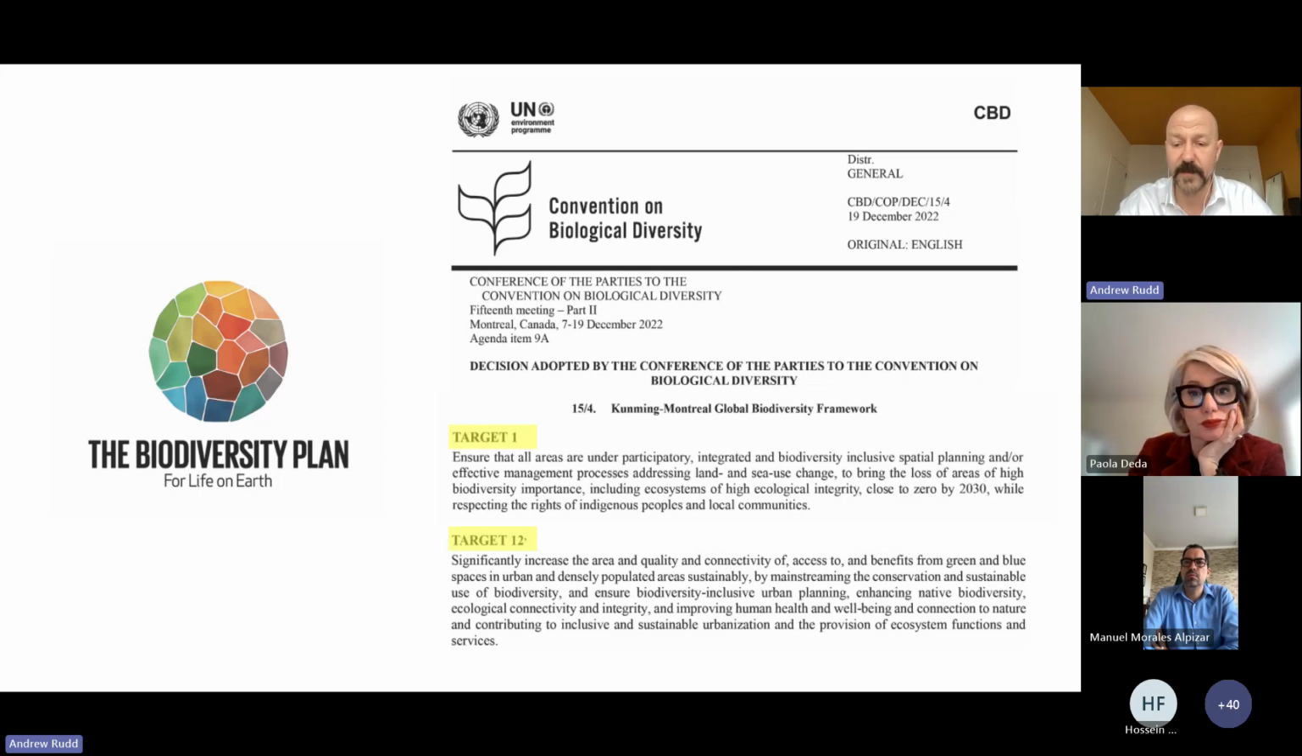Number one, which commits the parties, the governments of the world, to spatial planning. And 12, which is specifically about green and blue spaces, quantity, quality, connectivity within cities.